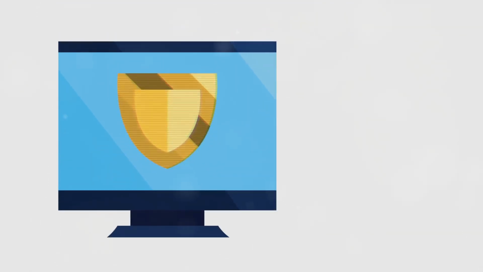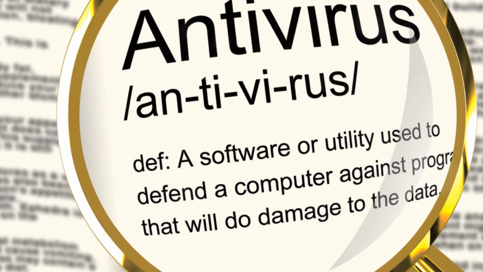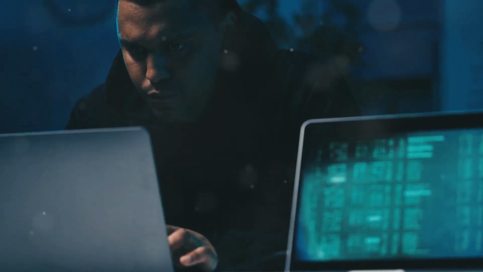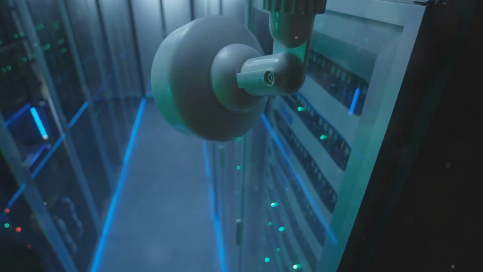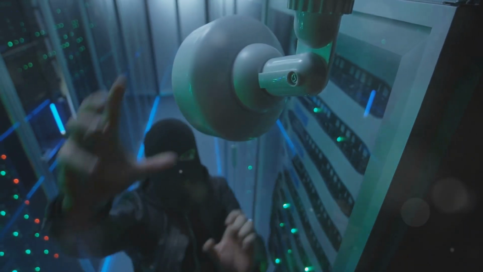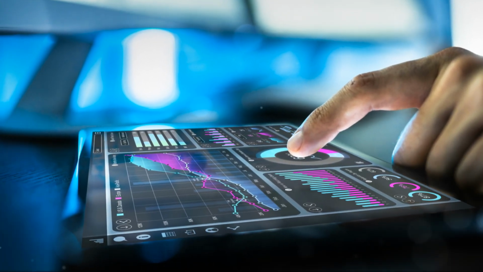Traditional antivirus software, while still important, often falls short. It relies on known threat signatures. Attackers constantly evolve their tactics, using new and unknown malware strains. This makes traditional antivirus less effective. Organizations need a more proactive and robust security solution. This is where Endpoint Detection and Response, or EDR, comes into play.